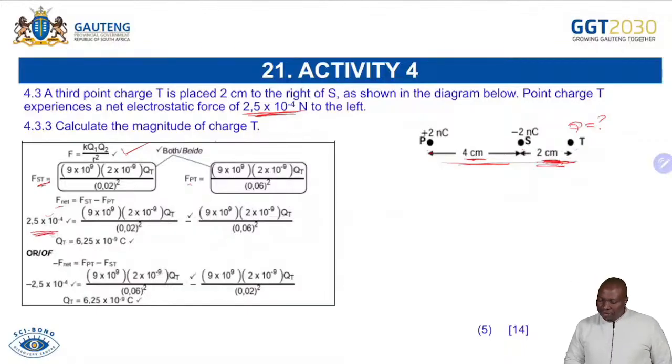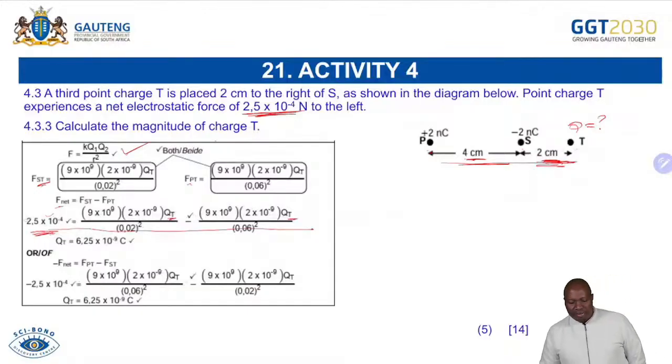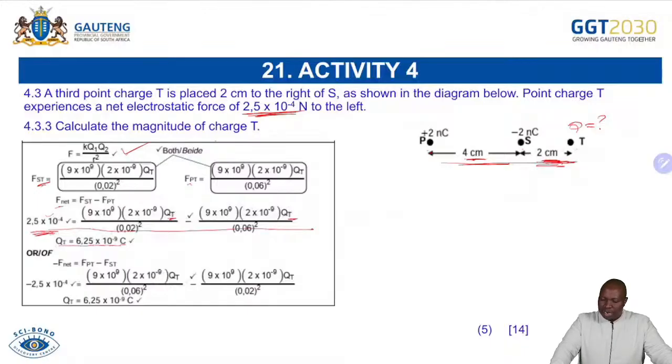And then if the math is done well here, what is left is your calculator, and then you have this minus this. Definitely you will subtract them, because all of them are common. They have QT, all of them. And then when you're done, you divide by 2.5 times 10 to the power minus 4. And if you did that one correctly, you get the charge of T as 6.25 times 10 to the power of minus 9.